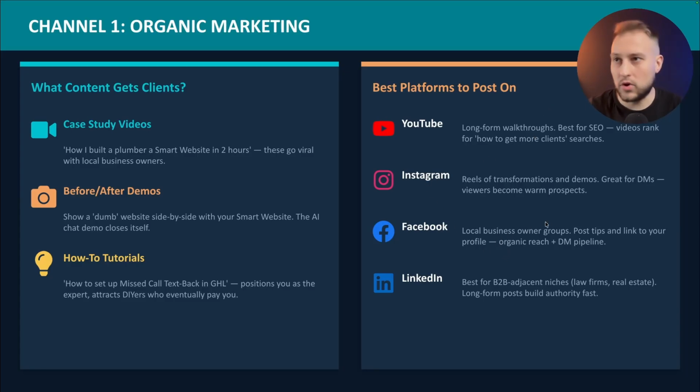Also, local business owner groups, where you can post tips and link to your profile, for organic reach and a DM pipeline as well. Or on LinkedIn, this is best for B2B niches like law firms, real estate, very corporate niches, okay? So these are long form posts that build authority fast. So again, all of these posts revolve around these 3 things, okay? If you can show case study videos, before and after demos, and how-to tutorials on YouTube, Instagram, Facebook, and LinkedIn, through text or through video, you will win long term, okay?